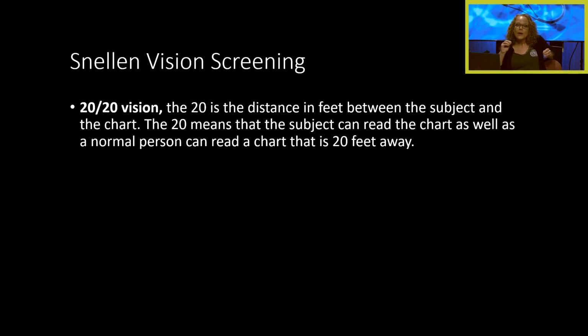So in 20/20 vision, which we consider to be perfect visual acuity, the person stood 20 feet away, okay? And the 20 in the denominator means that the subject can read the chart as well as a normal person can read the chart that's 20 feet away, meaning that someone with good vision can read that chart from 20 feet away.